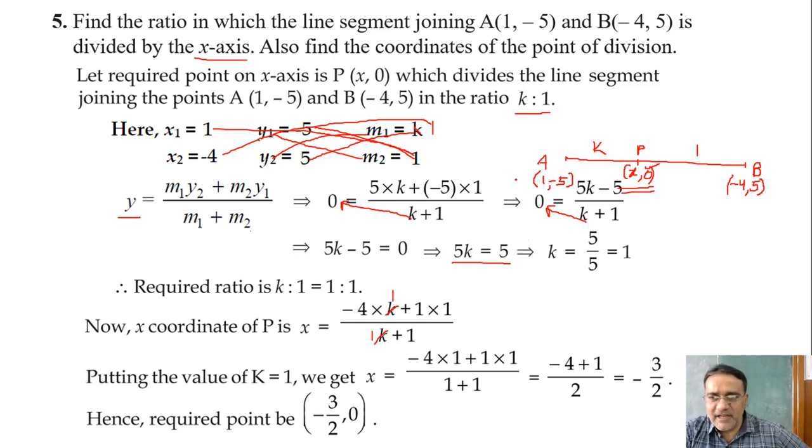We could also do this directly. How? That would be easy. Required ratio is 1:1, so P is the midpoint of AB. So x is equal to 1 plus minus 4 by 2, minus 3 by 2. In that way also you can do. Any doubt in this question?